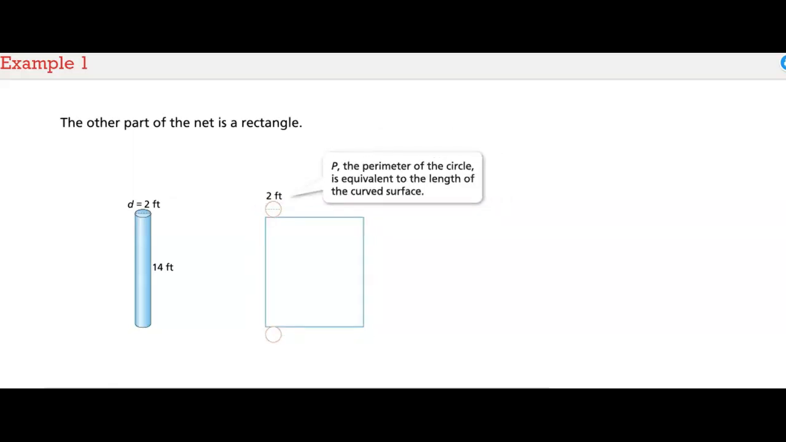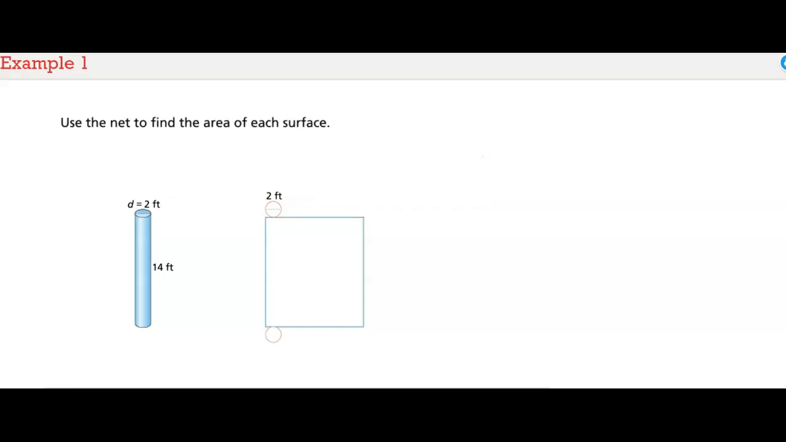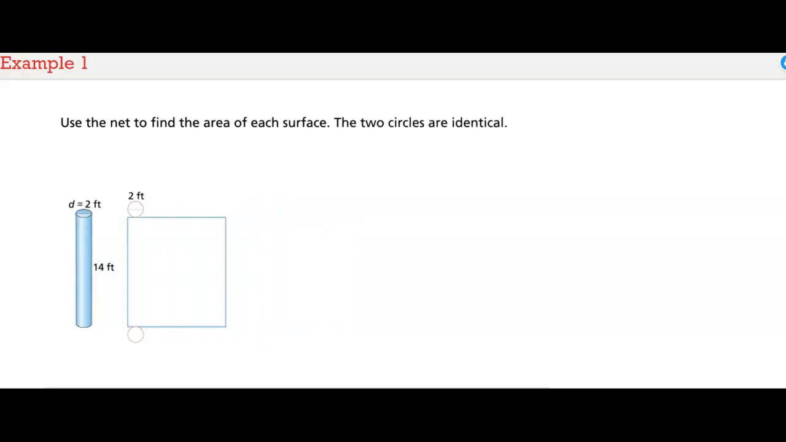P, the perimeter of the circle, is equivalent to the length of the curved surface. The perimeter of a circle is the same as its circumference. Now we can use the net to find the area of each surface. Let's start with the two circles. They're identical. Find the area of the two circular bases, 2 times B.